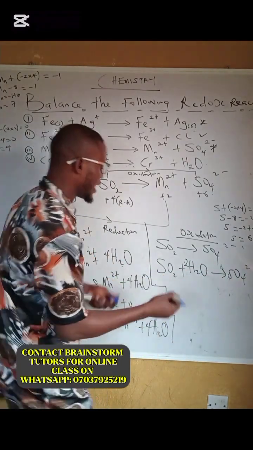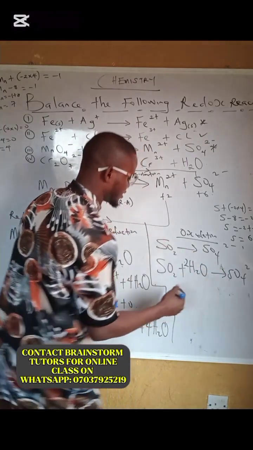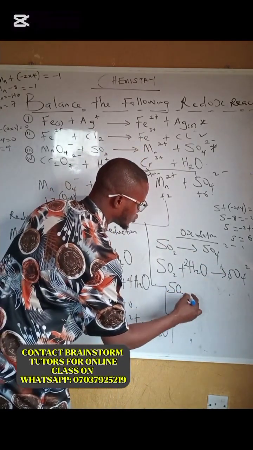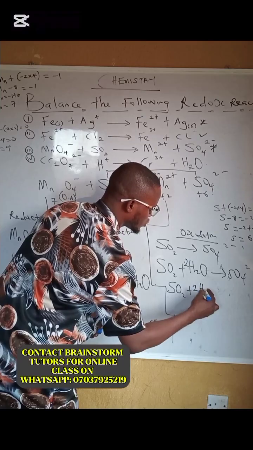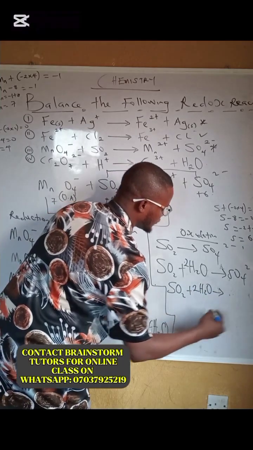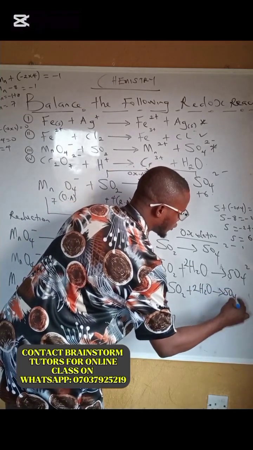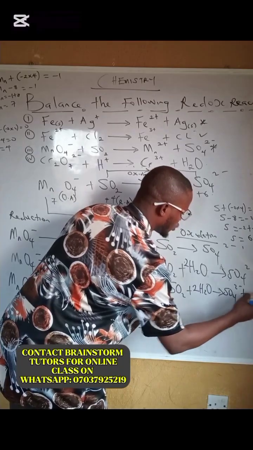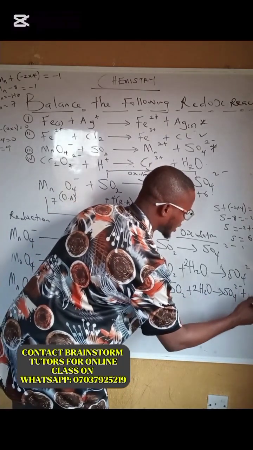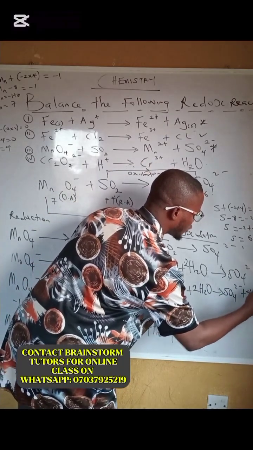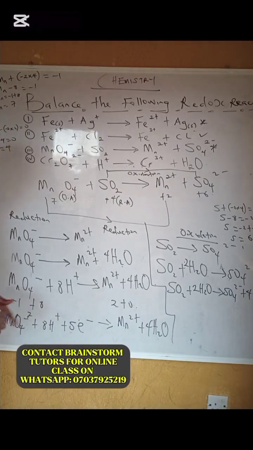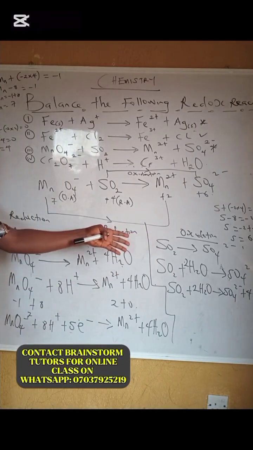Hydrogen. So I need to add 4 hydrogen ions to the left hand side. So I'm going to have SO2 plus 2H2O give me SO4 2 minus, then plus the hydrogen ion I'm going to add there, I'm going to have 4H plus. Just like what I did there, I'm just going to do the same thing on the other side.